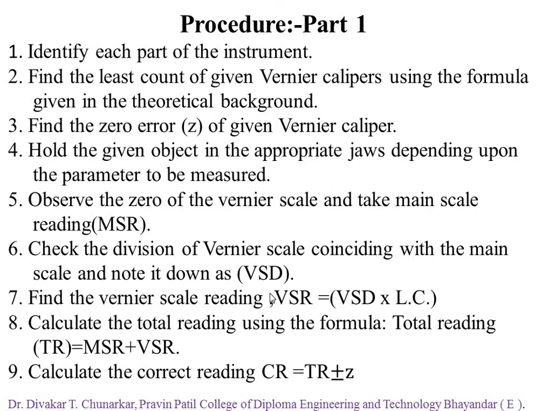Find the vernier scale reading. For the vernier scale reading, we have to find the VSD, vernier scale division. जिसमें 10 लाइन है, 10 डिवीजन है, उसको बोलते हैं डिवीजन, because there are no units, उसमें यूनिट नहीं है करके उसको ओनली लाइन बोलते हैं. Calculate the total reading using the formula: total reading equals MSR plus VSR. Calculate the correct reading.